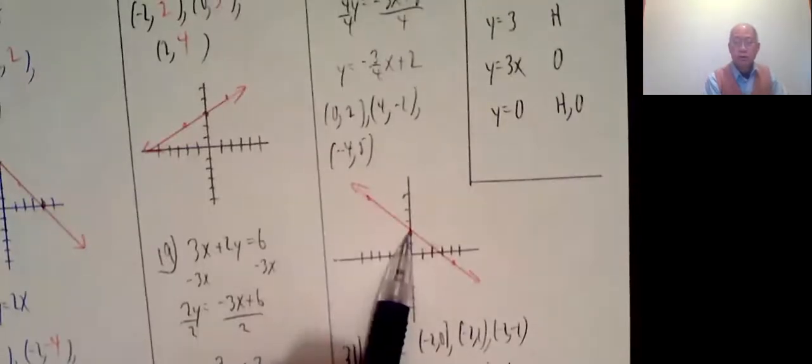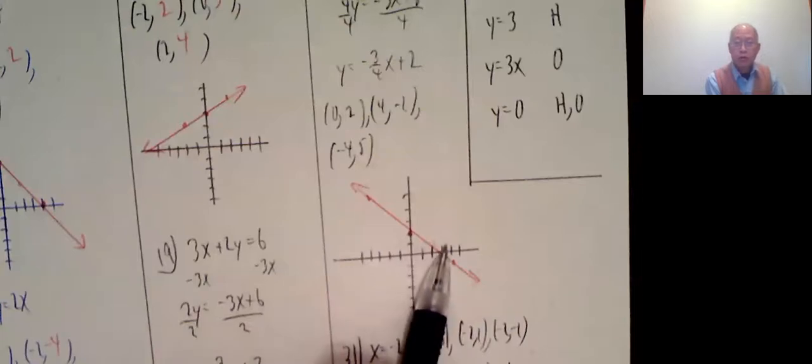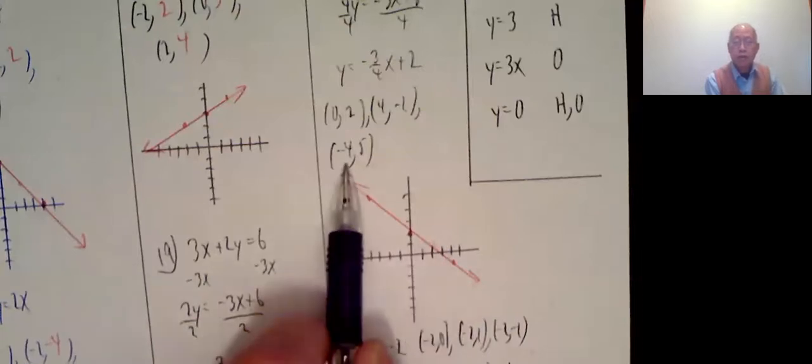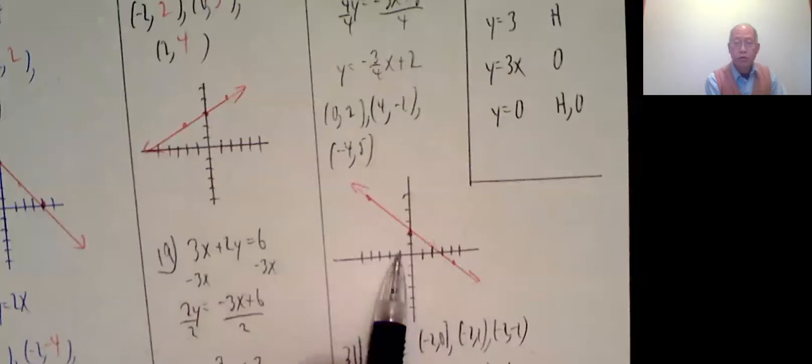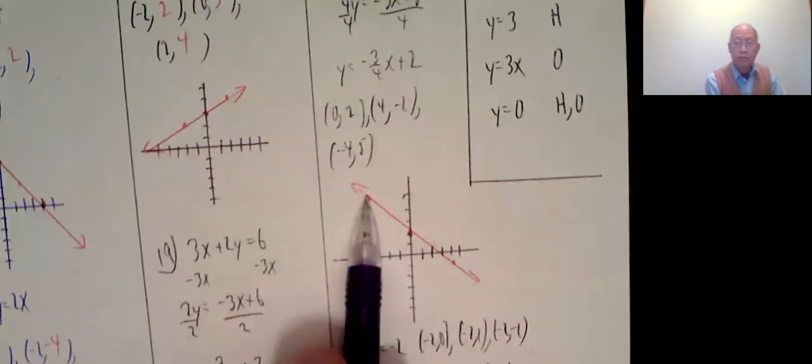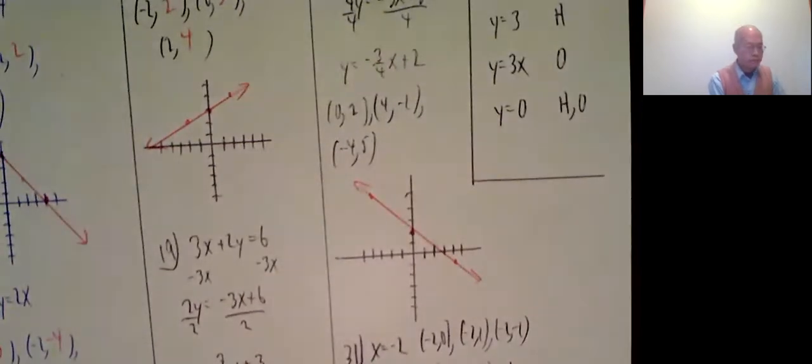Okay, so here's 0, 2. 4, negative 1: 1, 2, 3, 4 to the right and 1 down. Negative 4, 5: 1, 2, 3, 4 to the left, 1, 2, 3, 4, 5 up. Here's my line.